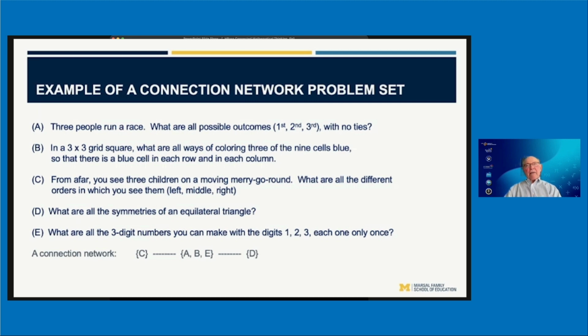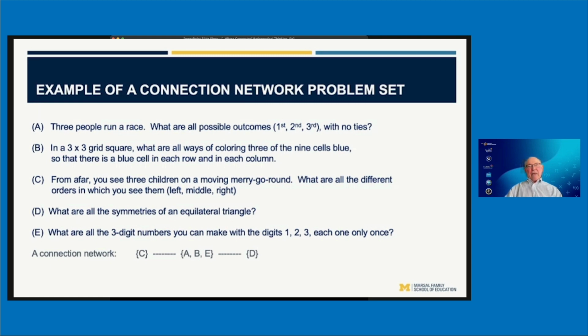Now, to students, it may not be so convincing, the basis for this exclusion. And so what I asked them to do is to make up a new version of this problem set with the number 3 replaced by 4. And they do this without difficulty. So they have, for example, 4 people running a race, or a 4x4 grid square, or 4 children on a merry-go-round, or what are the symmetries of a square instead of an equilateral triangle? And what are the 4-digit numbers you can make with 1, 2, 3, and 4?